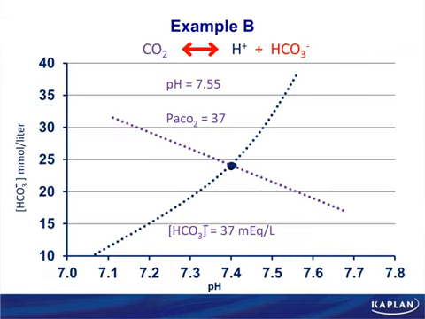What does the previous patient look like on a Davenport? Well, we have a metabolic alkalosis. We should go this way. CO2 should go up. But in the patient in the previous question, it went down. So we have a mixed metabolic and respiratory alkalosis.